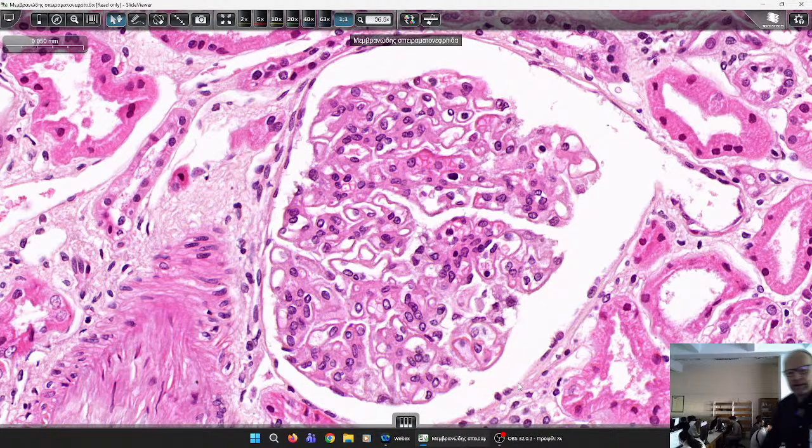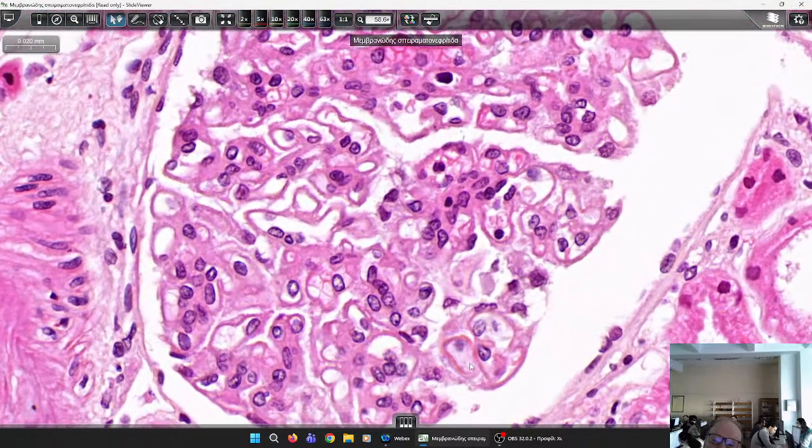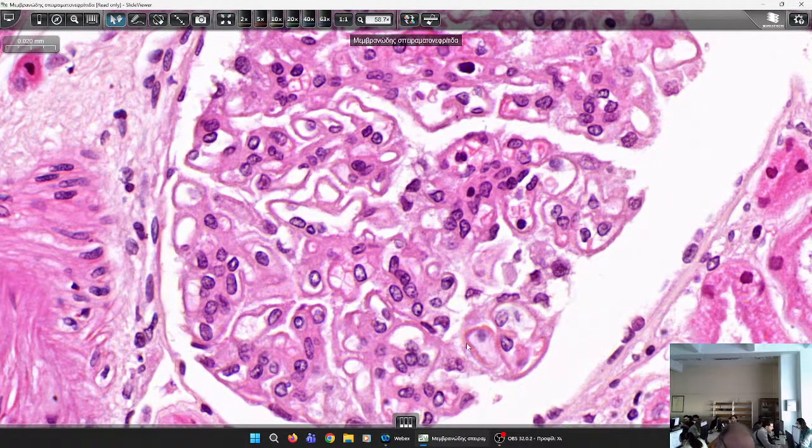However, we can see some diffuse, global, homogeneously thickened glomerular basement membranes, like here. Have a look at this one. You see that it is somehow reddish. You see the color? This is compatible with immune complex deposition.